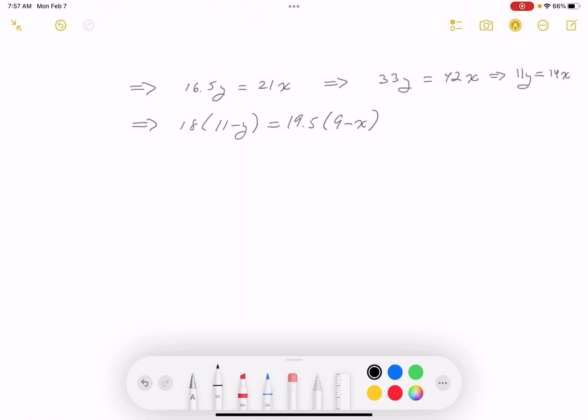All right, now I'm going to look at this other one, kind of nasty looking, but I'm going to multiply both sides by 2. This is 36.